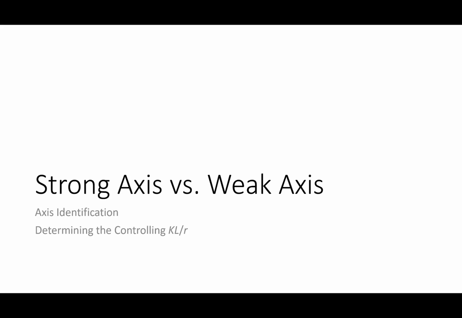So let's talk about KL over R. Let's talk about the strong axis versus the weak axis, okay? We want to be able to identify those axes and determine the controlling KL over R for a given column. By controlling, or governing, KL over R, I'm going to try and determine the largest KL over R, right? Follow that through. The largest KL over R is going to result in the smallest capacity, right? So for a given column, that's what governs, okay? And you'll see what I mean.